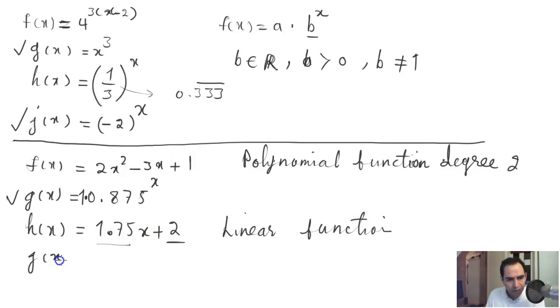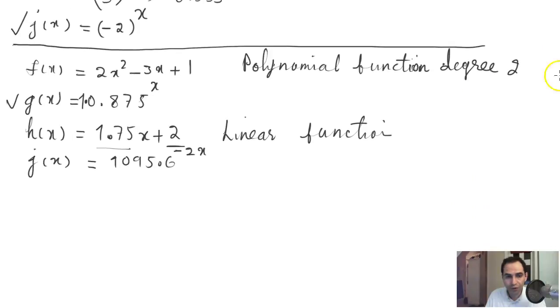And next, j of x is equal to 1095.6 raised to the power negative 2x. Let me graph this function. This is an exponential function, and it's an exponential decay. If you want to graph the function, the y-intercept of this function is around y is equal to 1, and the function goes something like this.